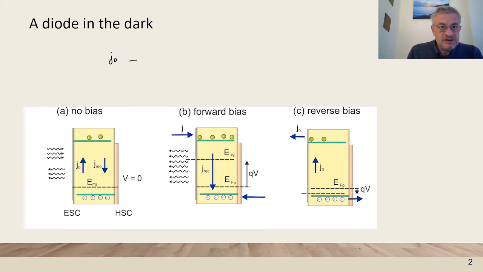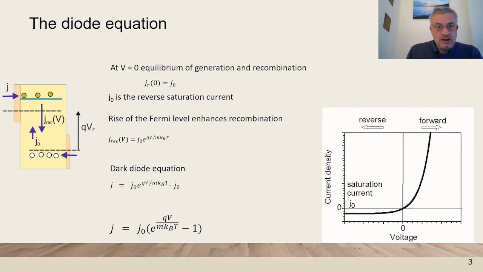This J naught is the reverse saturation current, and it's a constant related to recombination. From this consideration, we can construct the diode equation, because in the dark, we have the reverse saturation current associated to charge generation by black body radiation and equilibrated by a recombination current, and both are the same.